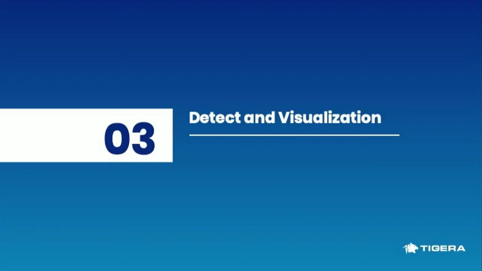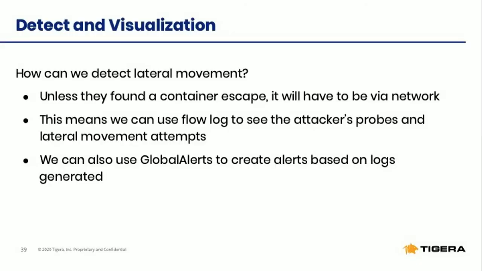So this is what I was talking about for the detection and visualization. How do we detect lateral movements? Unless they have a container escape, this is all going to be done by the network. And since we have flow logs, we are able to look at all the attackers, what they're doing, all their probes and lateral movements. As I showed you, you're able to use something called a global alert to create alerts based on the logs.